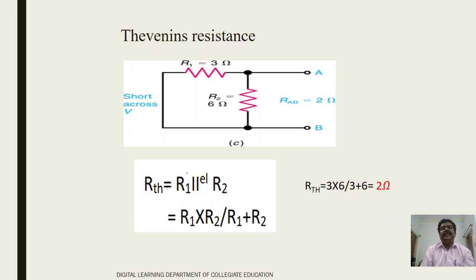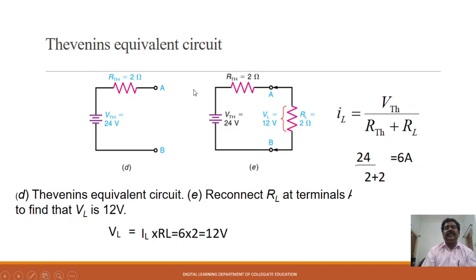Similarly, we can calculate the Thevenin's resistance. Short all the voltage sources; if there are current sources, open them. The effective resistance with respect to the terminals A and B gives the RTH value. Looking back into A and B, the combination is R1 in parallel with R2. So R1 times R2 divided by R1 plus R2 gives RTH. Substituting, 3 times 6 divided by 3 plus 6 is equal to 2 ohms. This is how we calculate the Thevenin's resistance.